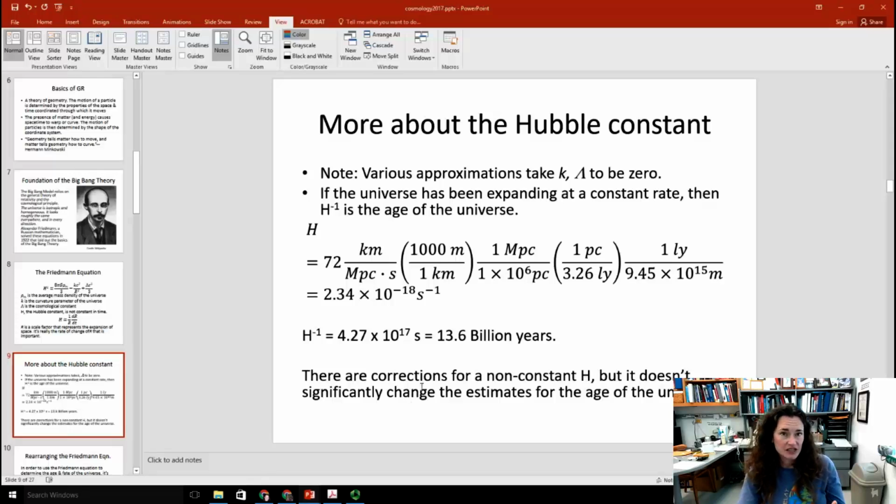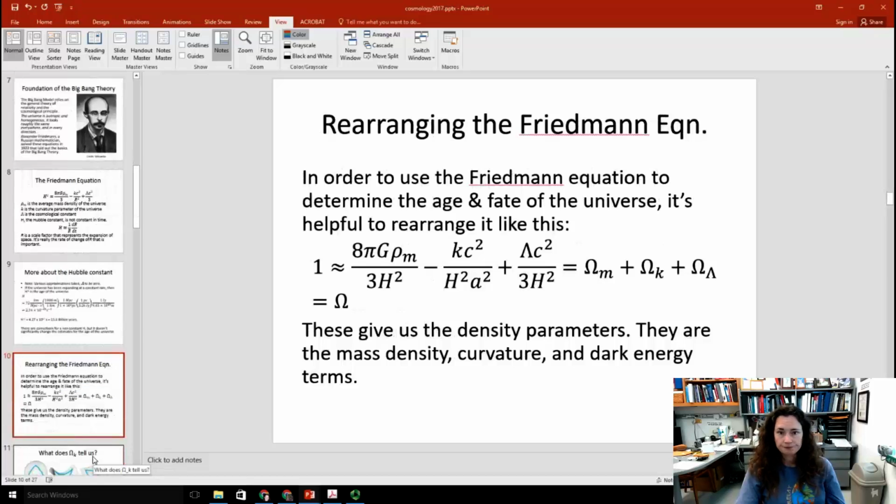However, it doesn't significantly change the estimates for the age of the universe, maybe just correcting it by 1-2% or so, something like that, okay? So there's your age of the universe, 13.6 billion years, inverse of the Hubble constant. Thank you, Hubble. All right, but back to the Friedmann equation.